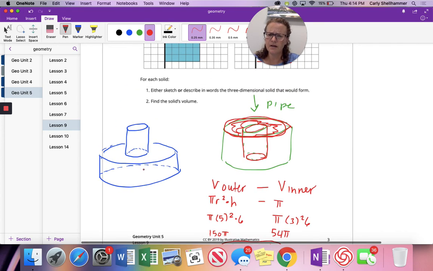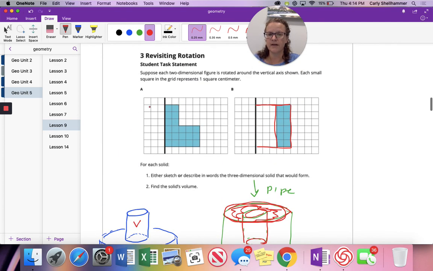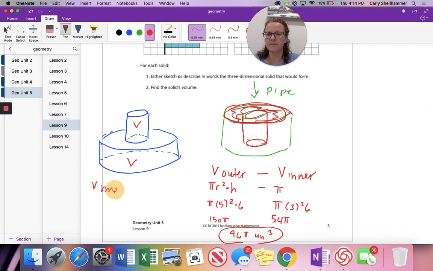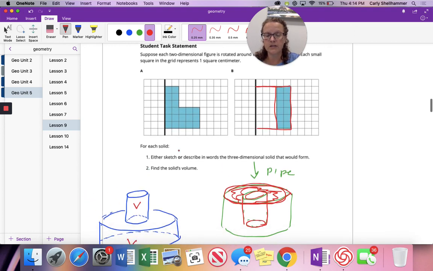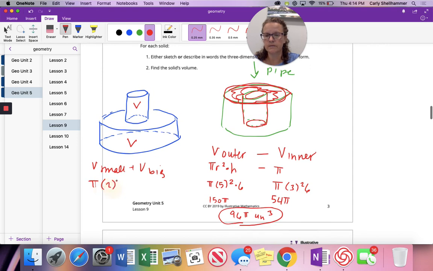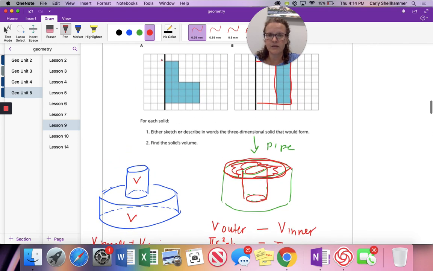Here, this isn't normal either. We could either take the volume of the whole thing and subtract out this, or we can do the volume of this small one plus the volume of this big one, which I like a little bit better. So the volume of the small one is going to be pi, the radius is 2, and the height is 3. We're just doing the volume of this, but as it revolves around here, right?